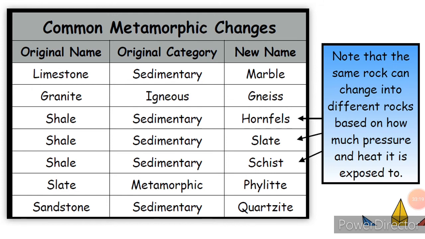Shale, which is a sedimentary rock, will also change to slate. Shale will also change to schist. Slate, which is a metamorphic rock, will also change to phyllite. While sandstone, which is a sedimentary rock, will change to quartzite. Why are they changing? Because of what? Pressure and what? Temperature change. Okay? You must note that the same rock can change into a different rock based on how much pressure and heat it is exposed to.